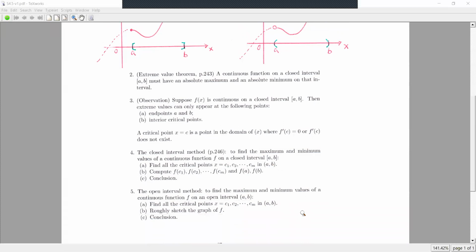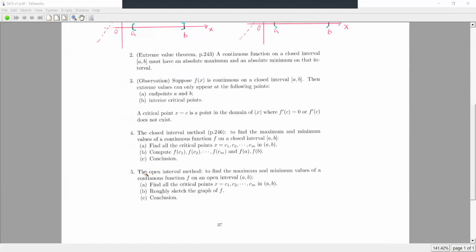Then how to locate the extrema of a function over an open interval. Here is the open interval method. This open interval method is from me, not from the book, so you cannot find this method in the book. You cannot find this method in section 4.1.